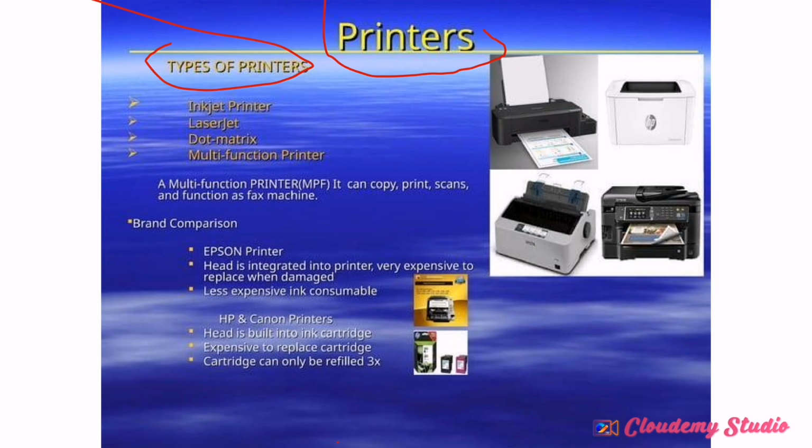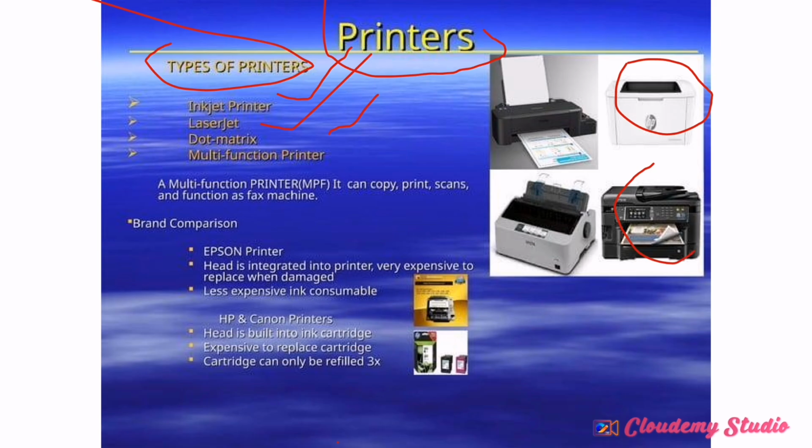So types of printers, we have inkjet, the one that uses inks. Then we have LaserJet, it uses the toner or the powder, not inks. Then we have dot matrix. We have multifunction printers like those 3-in-1. It can scan, print, photocopy. Then like this one, it only prints. It cannot scan or photocopy. So it's not a 3-in-1.